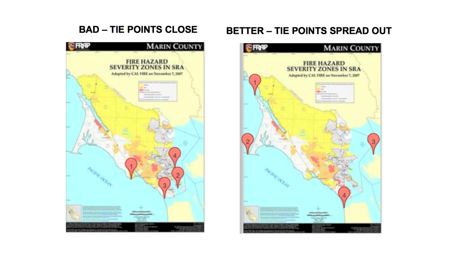Let's talk about what makes a good set of tie points. Here's an example of tie points that are too close together and clustered in one area of the map. It's best to spread out our tie points so that they cover the whole map.